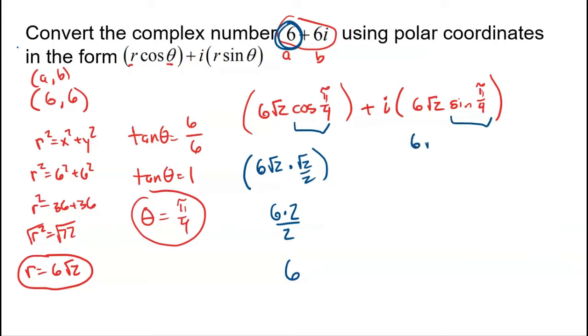So this is going to be 6 radical 2 times sine of pi over 4, which is also radical 2 over 2. Multiply that, we get 6 times 2 over 2, which is 6. Oh yeah, that's the 6 I got right there. So it's pretty easy to check my work to make sure that my polar form for that complex number is in fact equal to the complex number itself.